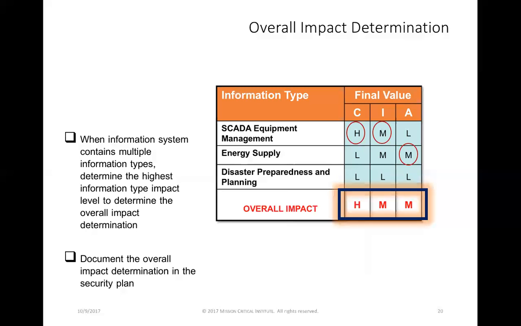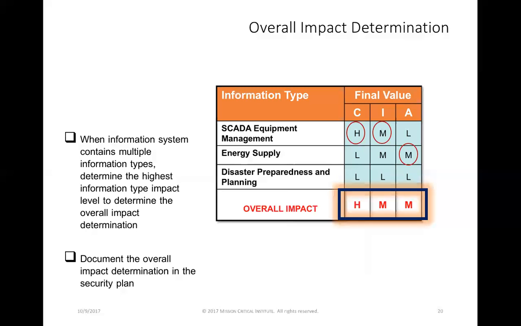This is if you have different information types on your system. For example, if you had a medical system, you might have personal information on there, which is one information type, and you might have proprietary information, like company information, which is another information type. So what you would have to do is for each one of those information types, you have to look at the confidentiality, integrity, and availability of that.